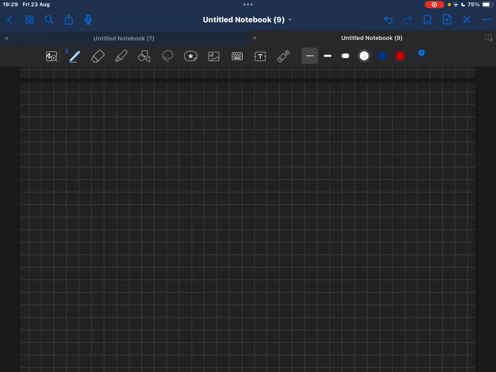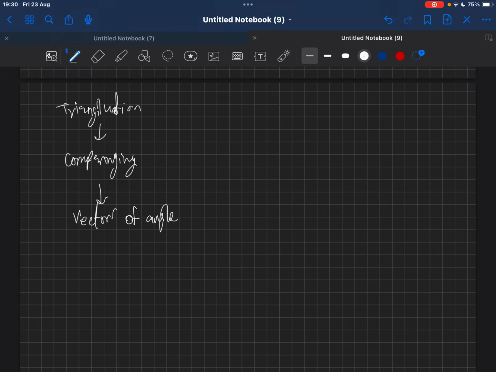Okay, now I want to talk about triangulation, and in particular comparing two triangulations and understanding which one is better using vectors of angles. So let's try and define what is a vector angle of a triangulation.